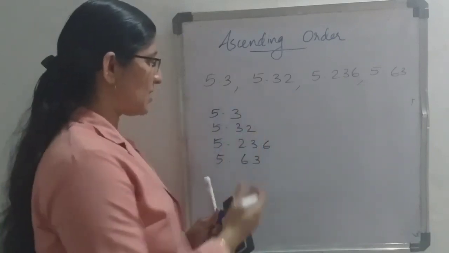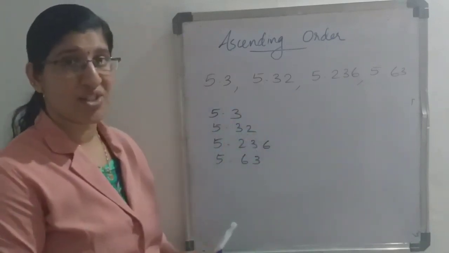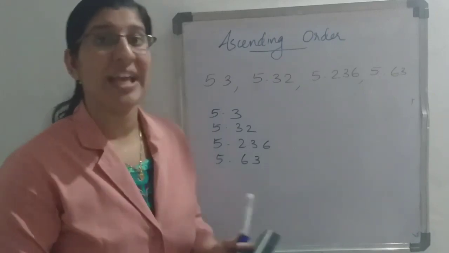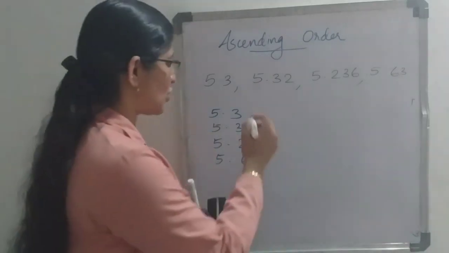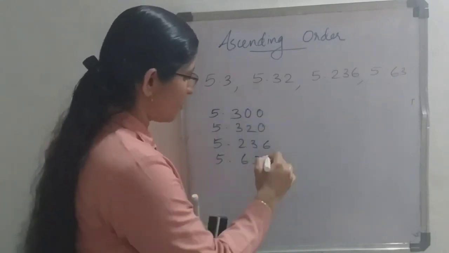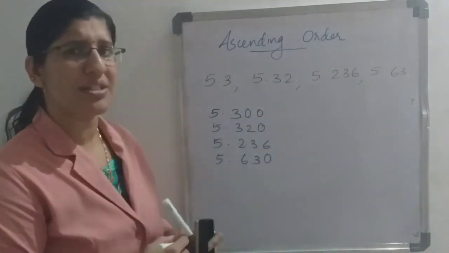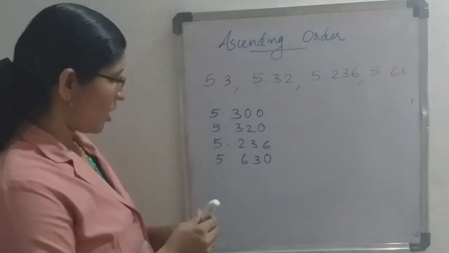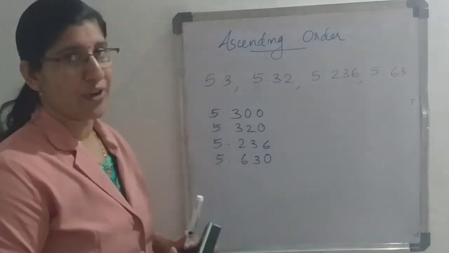Some decimals have 3 places, some decimals have only 1 place. So what you want to do? You need to make them like decimals by putting zeros. The maximum number of places is 3, so you have to make everything 3 places by putting zeros. Easy, only you need to insert 0. Then you have to compare. All the whole numbers are starting with 5, equal numbers.